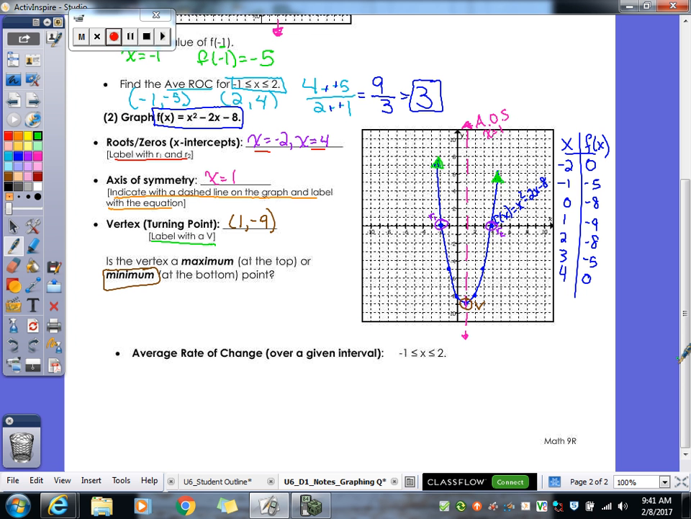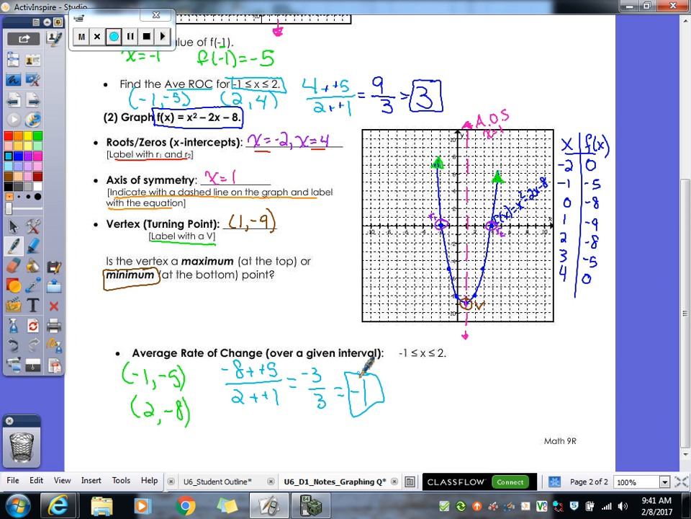So then down here they want you to do your average rate of change again. So they want you to go from where x is -1 to where x is +2. So our 2 points would be -1, -5, and then 2, -8. And then we do our slope formula. So -8 minus a -5 over 2 minus a -1. So that becomes -3 over 3, which is -1.